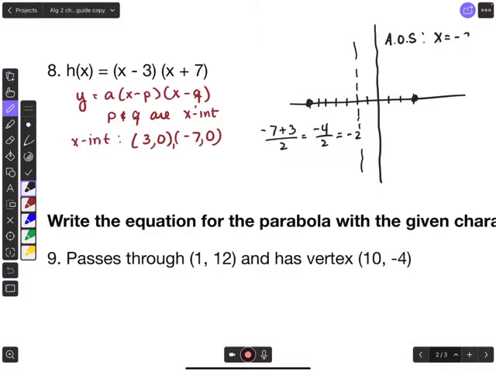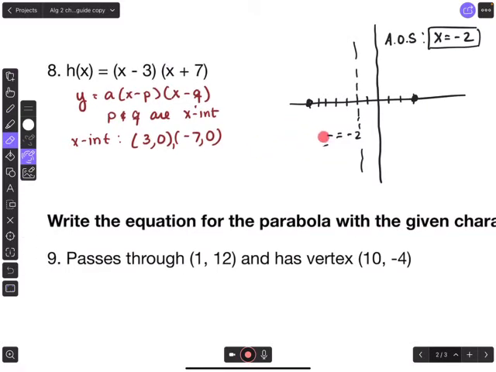X is equal to -2. I've just answered one of the questions. And just like in the previous problem, I now know where my vertex lies. My vertex has got to lie somewhere on this axis of symmetry. I know the x value for the axis of symmetry, therefore I know the x value of the vertex. It's -2 something. How do I find out that something?